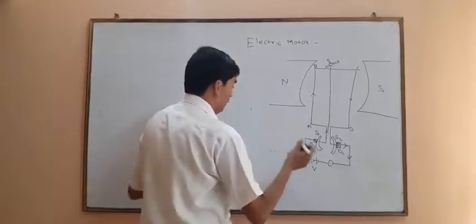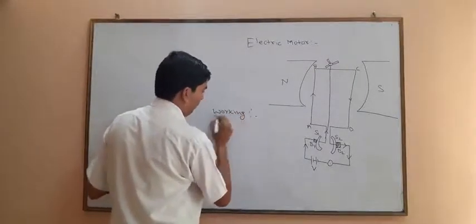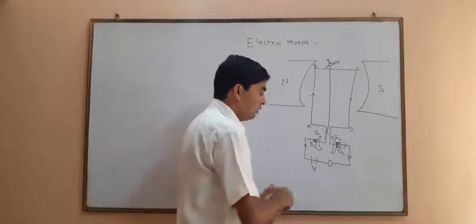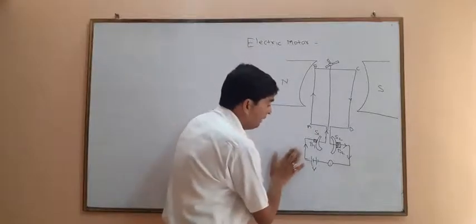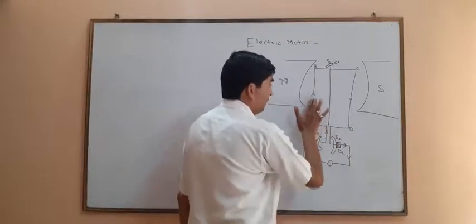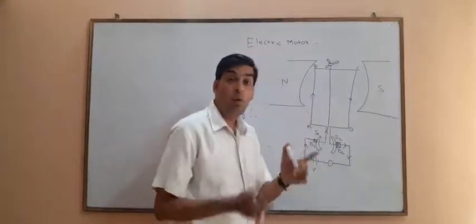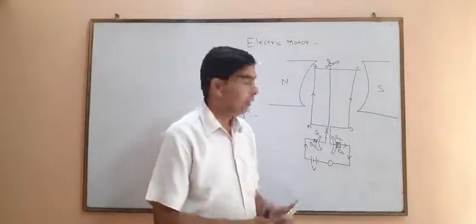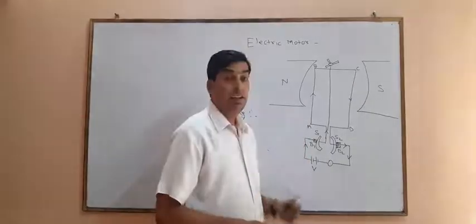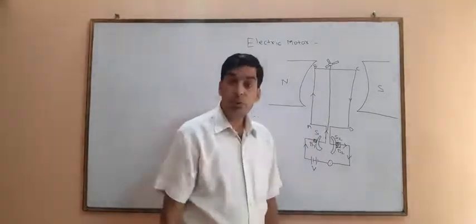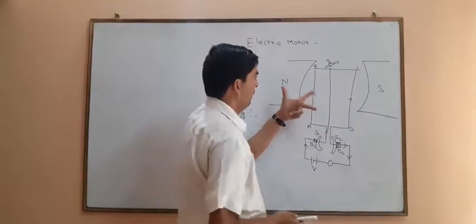Now let's see the working of the motor. When the switch is on, the current will start to move from the positive terminal. As it moves, the current enters this area, that means the current is coming in contact with the magnetic field. So according to Fleming's rule, this conductor will experience a force due to the magnet. And what will be the direction of that?